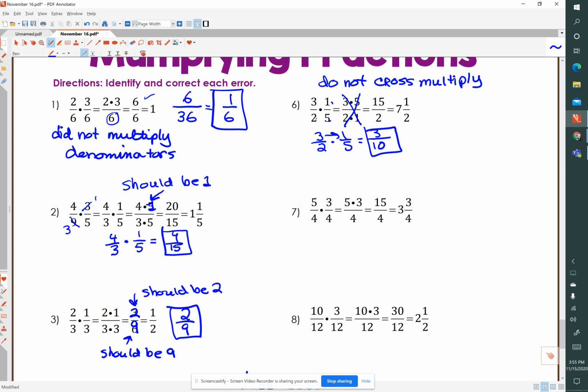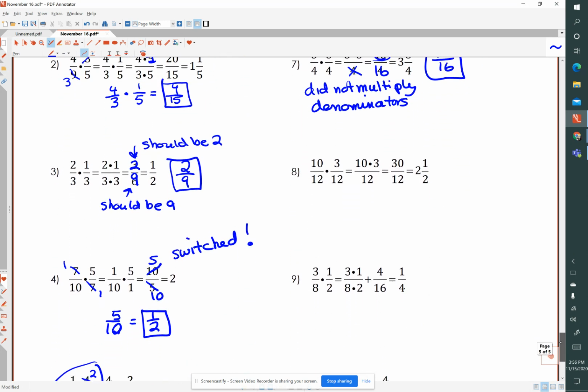So let's look at number 7. 5 times 3 is 15, okay. 4 times 4 is not 4, it's 16. So here they did not multiply the denominators. So what they should have had is 15 over 16, and that would have been a final answer.